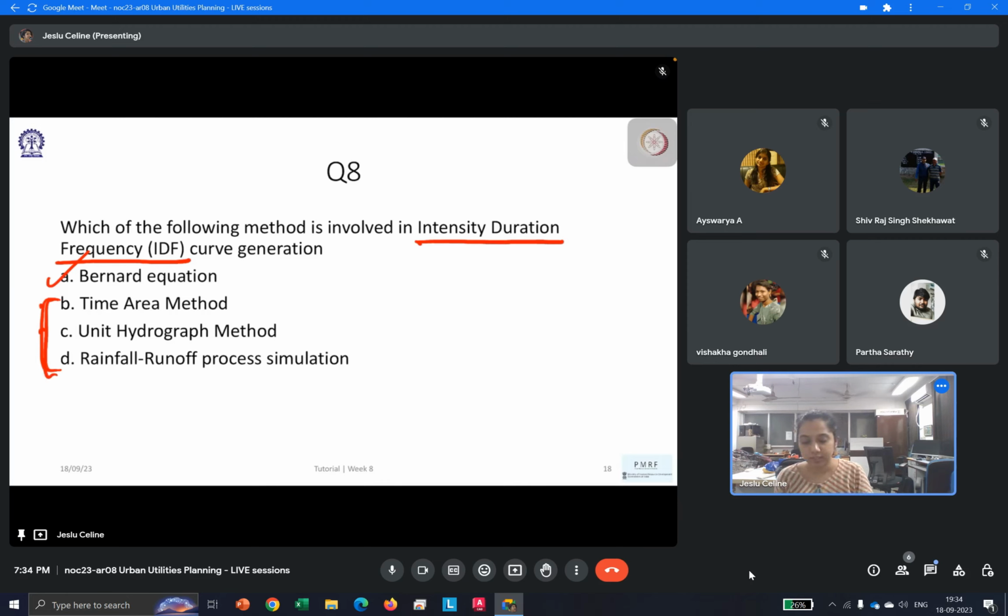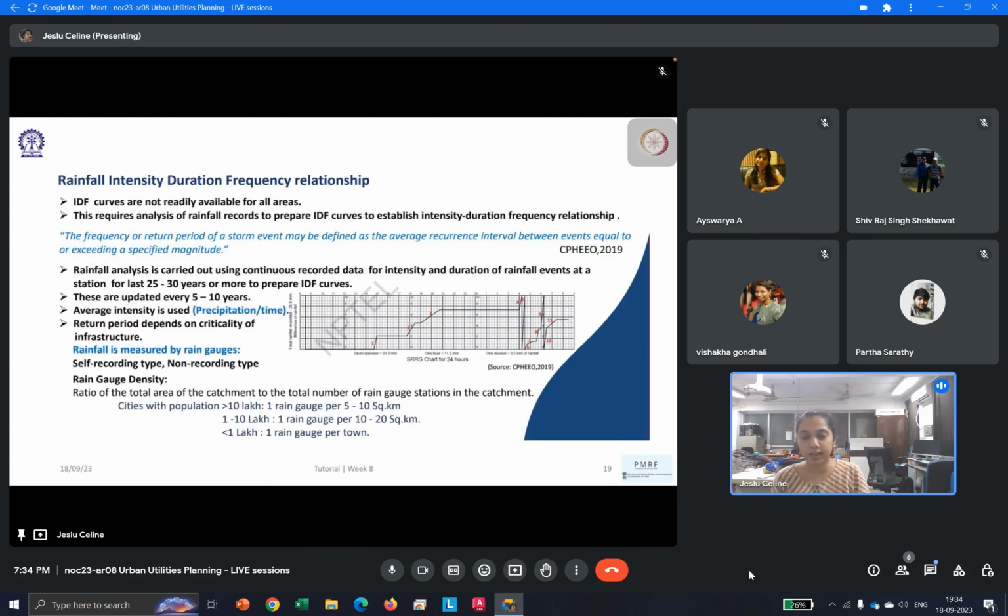Okay, so this is what we saw in our rainfall intensity. Just to give you a brief outline, we have the rainfall intensity, duration, and frequency relationship. The ideal method would be to actually collect the intensity data, plot it for how much duration it was there, and at what frequency it's happening.